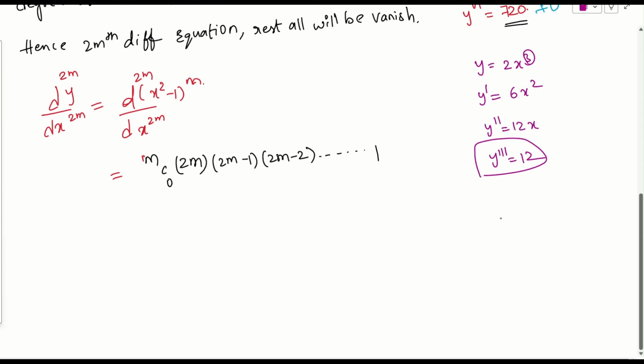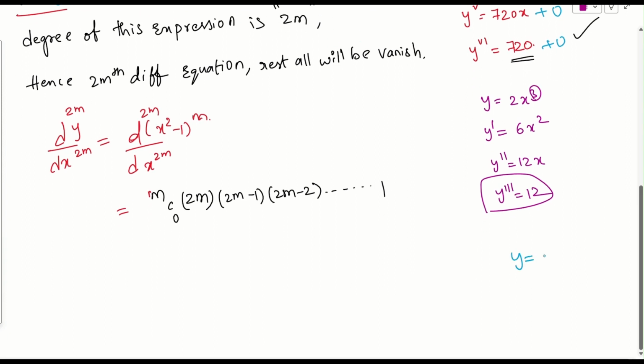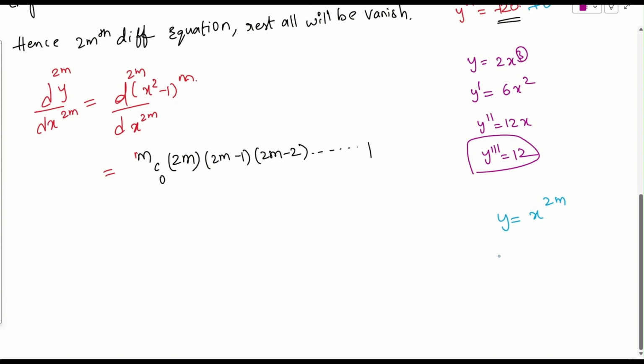Just a second. Let us assume we take only this term. Are you getting my point? Because here we have the 2mth derivative, the rest of the terms will be 0 if you differentiate. Is it okay? Let us consider y is equal to x power 2m. What is y dash? y dash will be 2m. What is the formula? The x power n formula we are applying here.